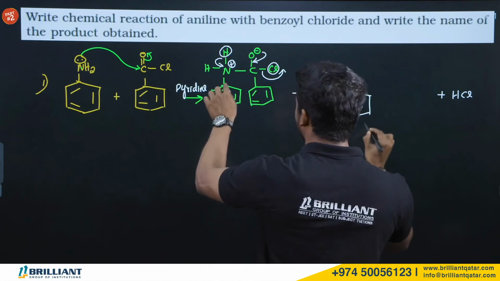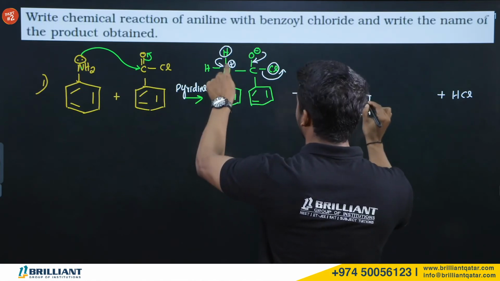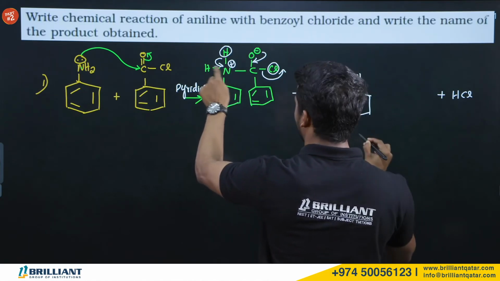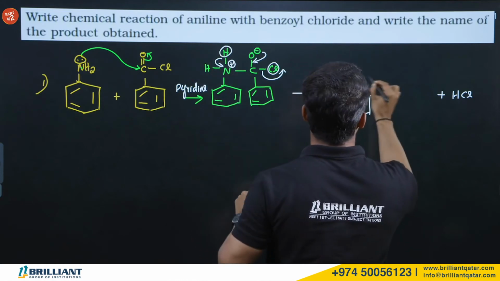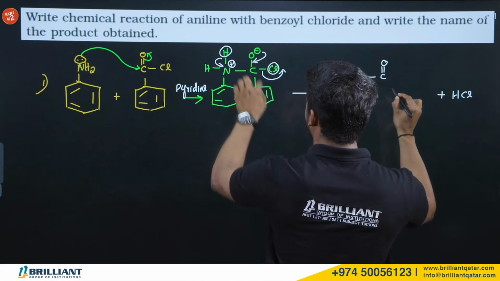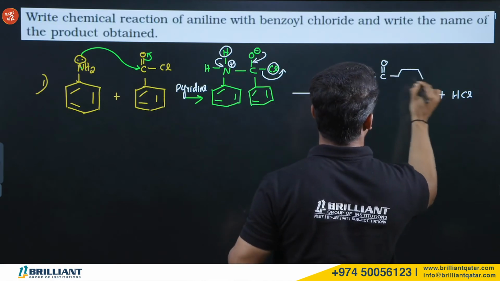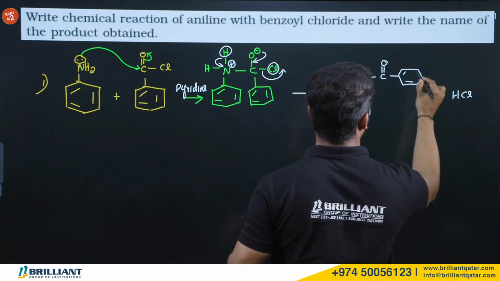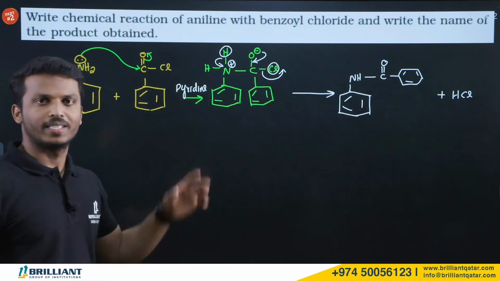You have a benzene ring. Now you have nitrogen with one hydrogen, correct? Nitrogen with one hydrogen because the hydrogen has already gone. Single bond. Here C double bond O, right? C double bond O and there is a benzene ring. This is what you have. All of you check once again. Correct. This is the product.